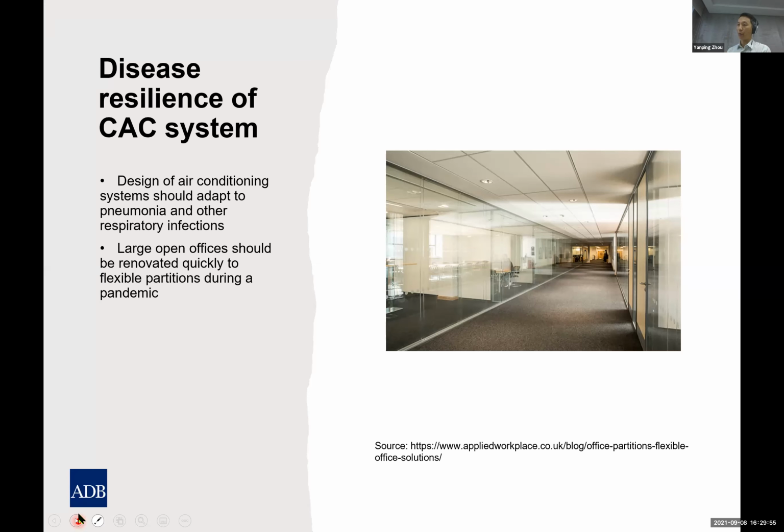For example, this large open office could be quickly renovated into small chambers with flexible partitions during a pandemic. But it's not that simple. It's not the case that you just put a glass wall in the corridor and then everything is up and running. We have to make sure every chamber and every cabin can be conditioned by a good system and can be ventilated.